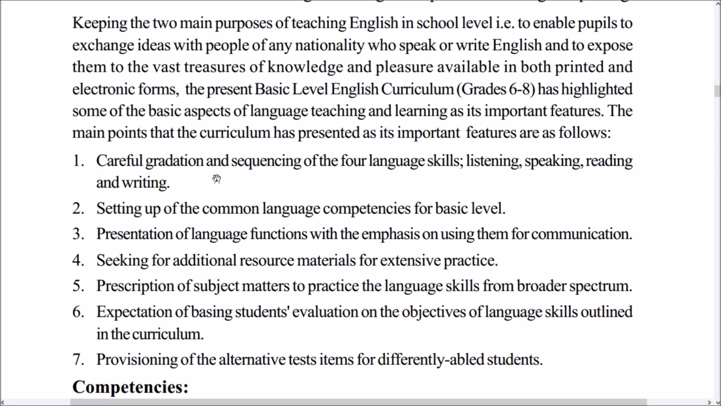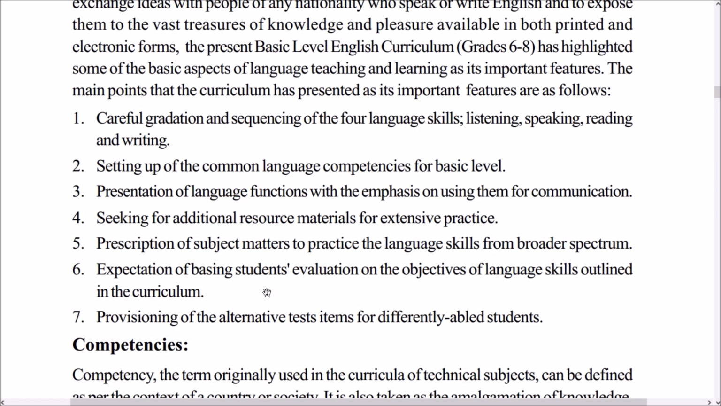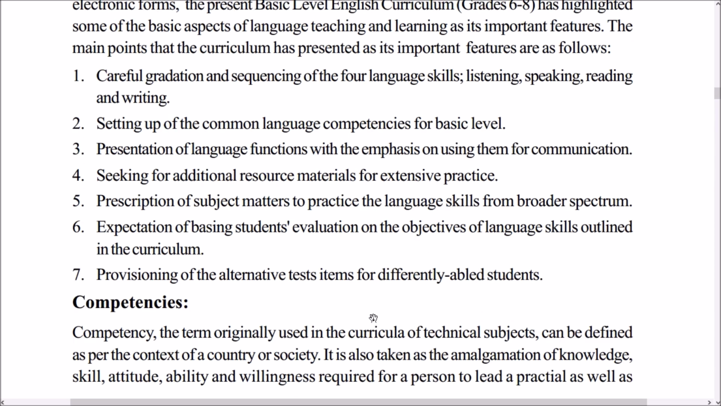First, careful gradation and sequencing of four language skills: listening, speaking, reading, and writing. 2. Setting up the common language competencies for basic level. 3. Presentation of language functions with emphasis on using them for communication. 4. Seeking additional resource materials for extensive practice. Prescription of subject matters to practice the language skills from a broader spectrum. Expectation of basing students' evaluation on the objectives of language skills outlined in the curriculum. Provisioning of alternative test items for differently able students.